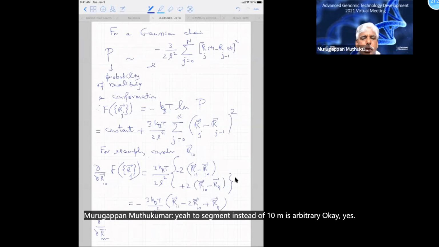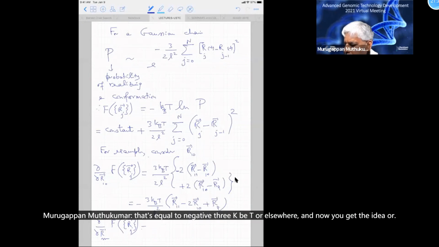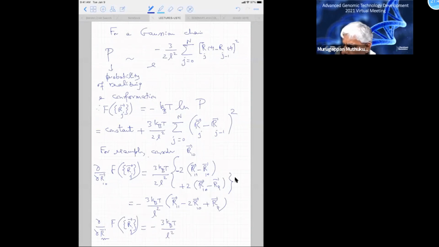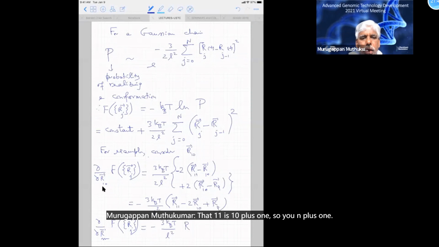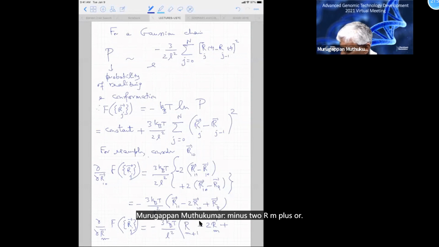Mth segment instead of 10, M is arbitrary. Okay. F that's equal to negative 3 kBT over L squared. And now you get the idea. Or 11 is 10 plus 1. So M plus 1 minus 2R M plus R M minus 1.